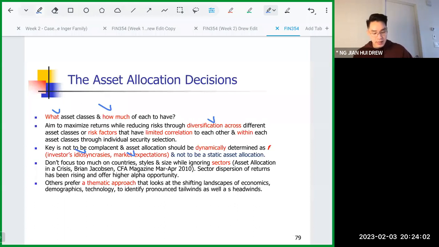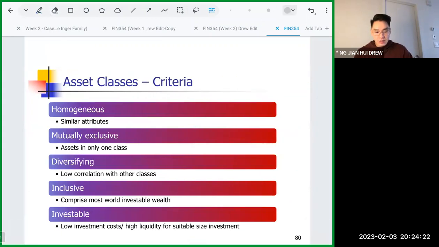That is important. And then one kind of asset allocation is called thematic asset allocation, meaning that you look at the various industries and determine which industries are doing well, and then which one you want to invest in based on the industry. So based on the theme, right, thematic. So this is just the overview of criteria: is it homogeneous, mutually exclusive, diversification. Remember, low correlation, so you want a negative one, which is good. We don't want a plus one, this is important, okay?